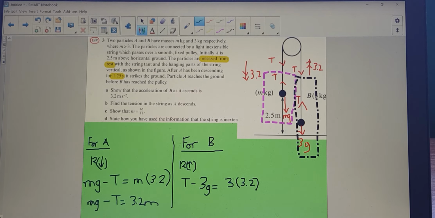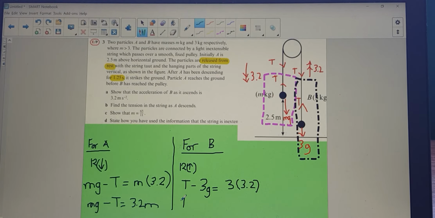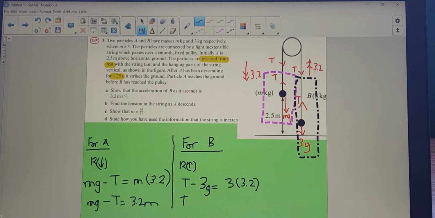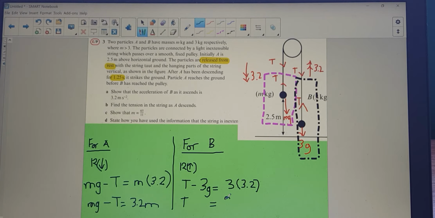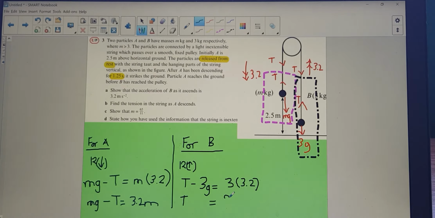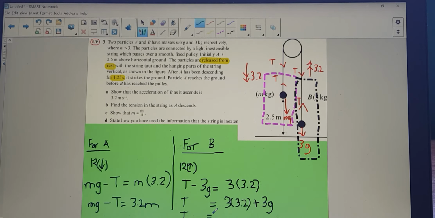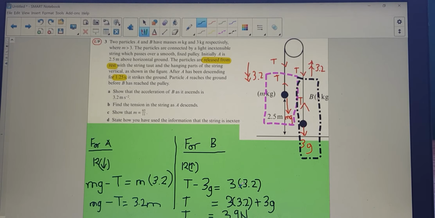So the resultant force equals mass times acceleration, and I worked out that acceleration in the first part. All I basically need to do here is just add. I know what g is, that's not an unknown, that's 9.8, that's gravity. So I've got 3 lots of 3.2, which is 9.6. In fact, I'll leave it like that so you can see what I'm doing. 3 lots of 3.2, add 3g is going to give you the tension, which is equal to 39 newtons.